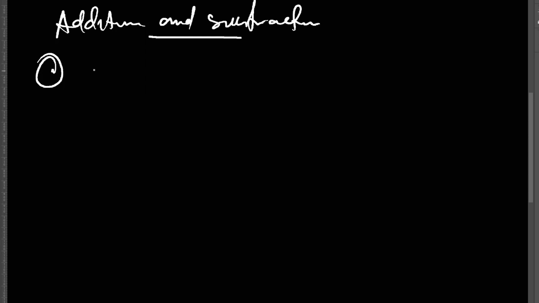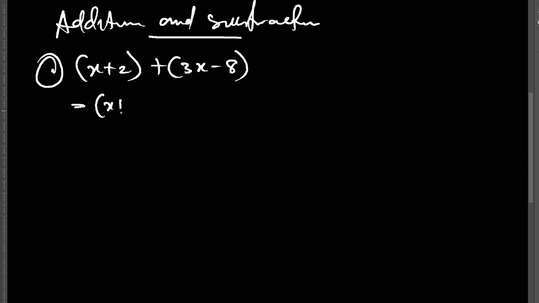If I'm asked that I should add these two polynomials together, this is a polynomial and this is a polynomial. The question says you should add them together, right? How are you going to go about it? All you just need to do is to open this bracket first. That is, I'll have x plus 2 plus 3x minus 8.